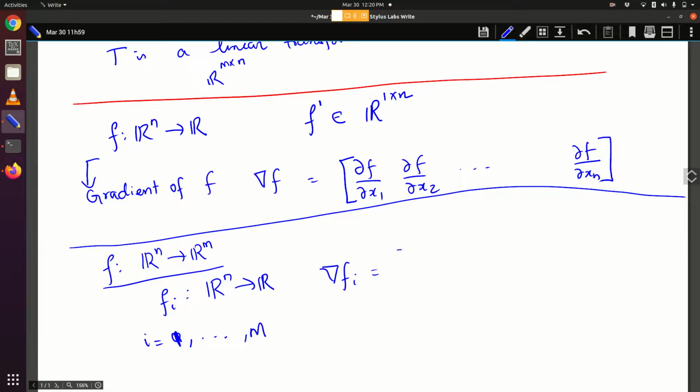It is the partial derivative of fi with respect to x1, del fi by del x2, all the way till del fi by del xn. Okay, so this you all understand.